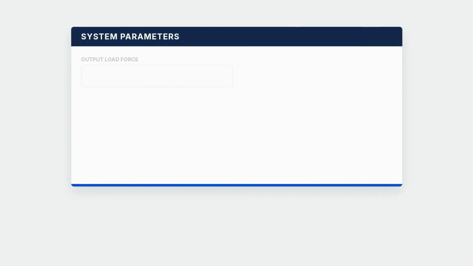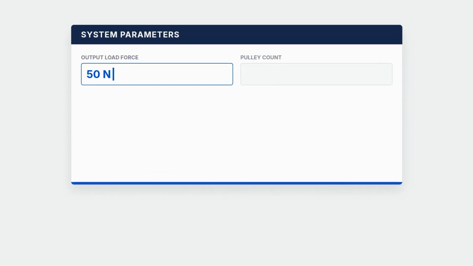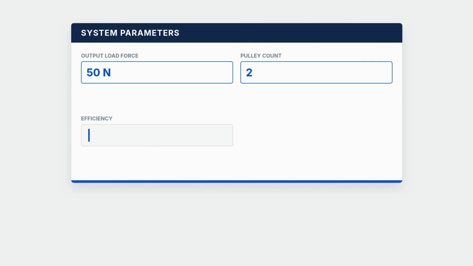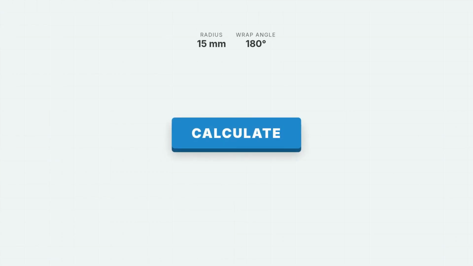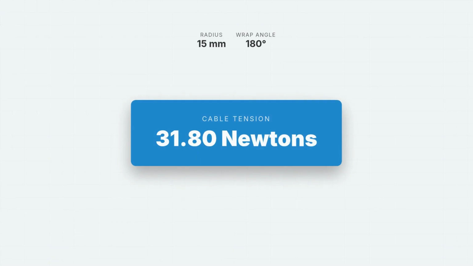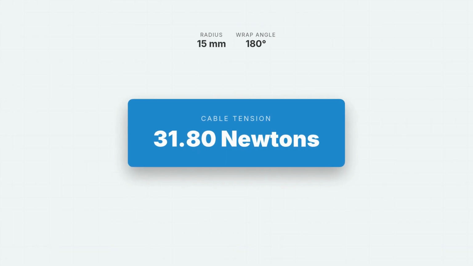For our example, with an output load force of 50 newtons, 2 pulleys at 92% efficiency, 0.05 friction coefficient, 15 mm pulley radius, and 180-degree wrap angle, clicking calculate gives us a cable tension of 31.80 newtons.